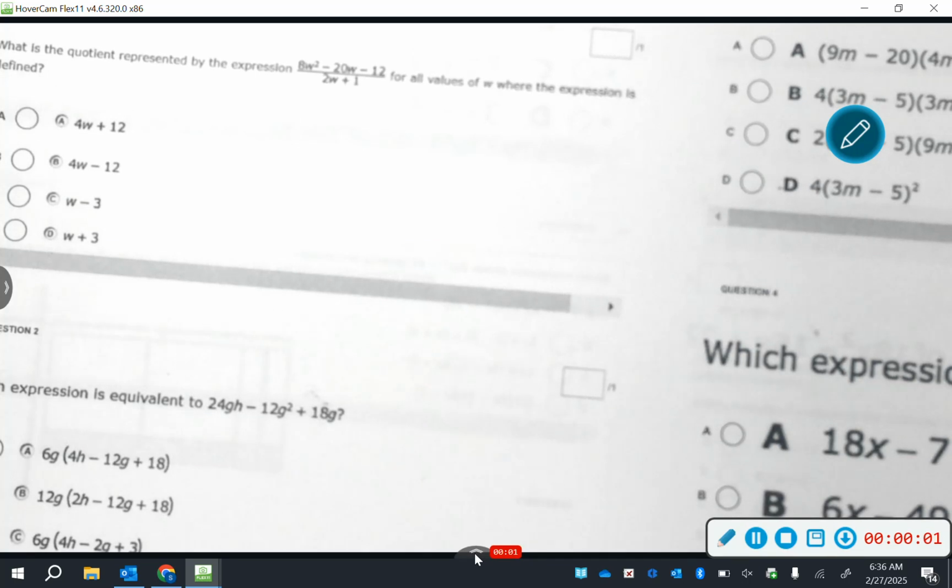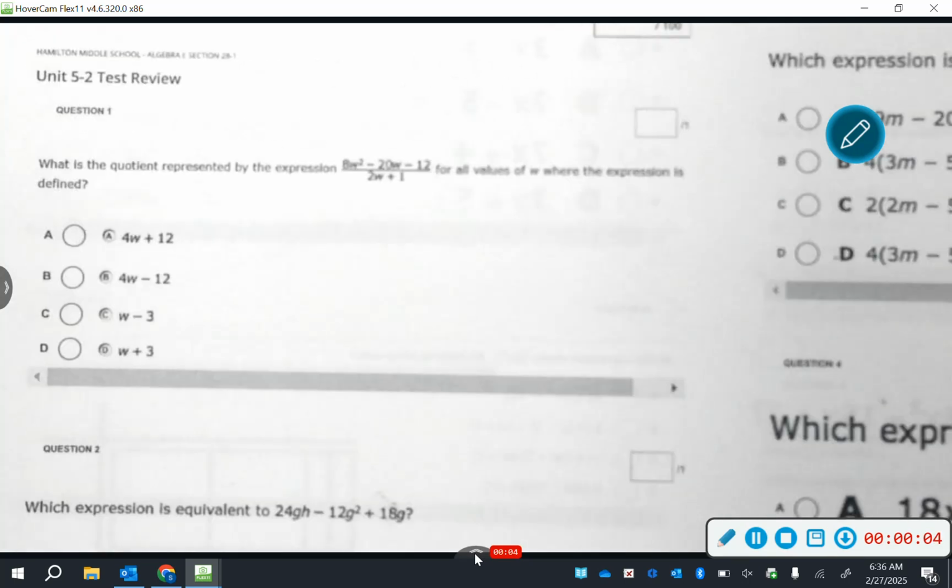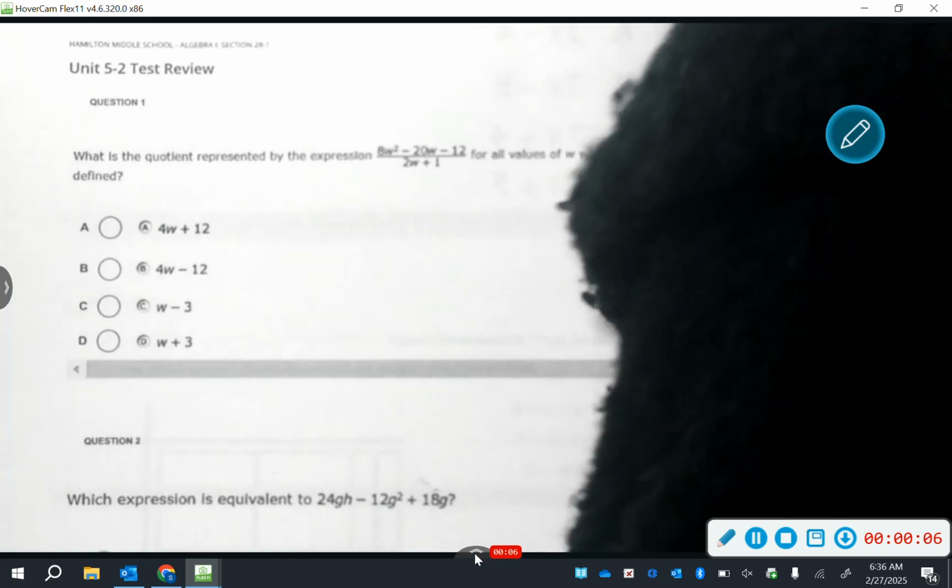Morning. It is 6:36 a.m. when I'm making this, so I am very tired, and if I make mistakes, I apologize.